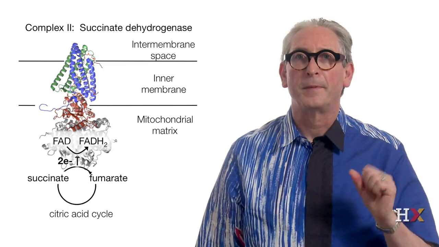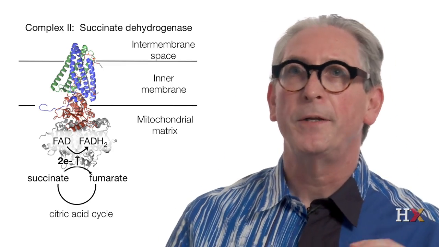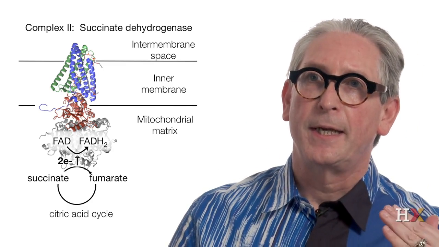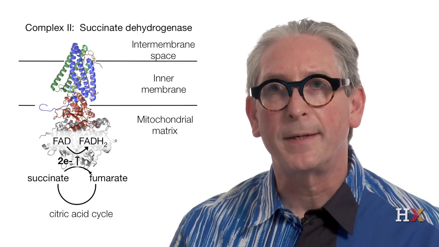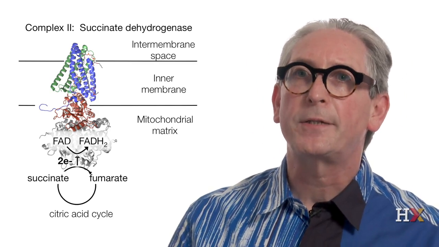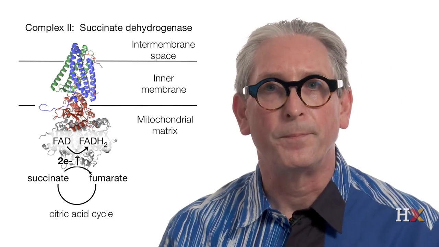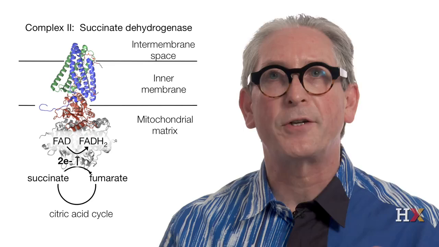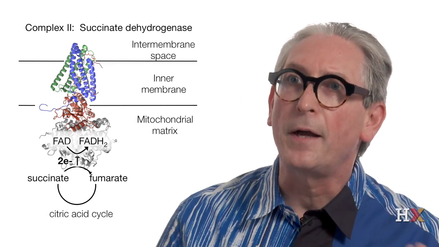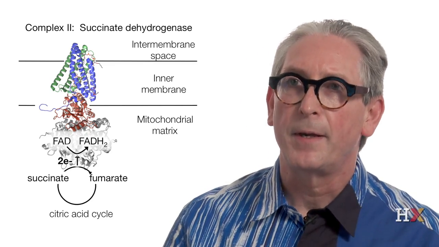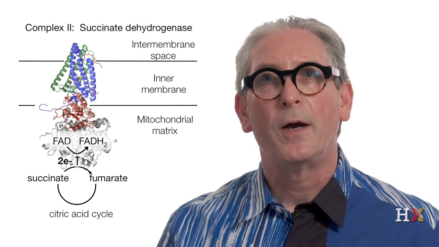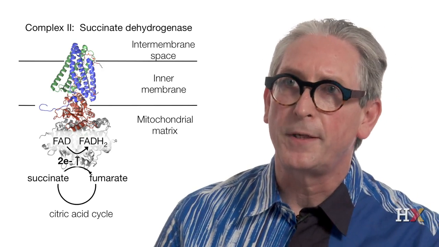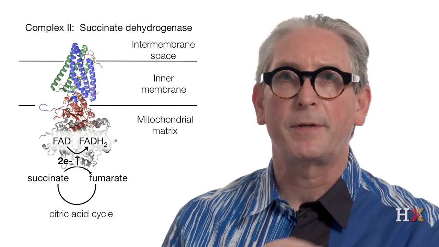Now complex 2. Complex 2 is the second point of entry to the electron transport chain. While NADH is the source of electrons for complex 1, FADH2 is the source of electrons for complex 2. Complex 2 is also called succinate dehydrogenase. We have already encountered this enzyme, which catalyzes a step of the citric acid cycle.